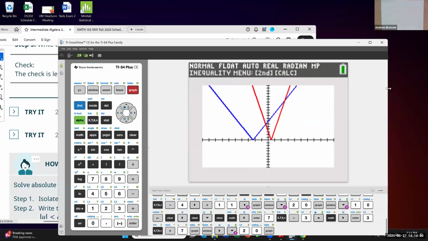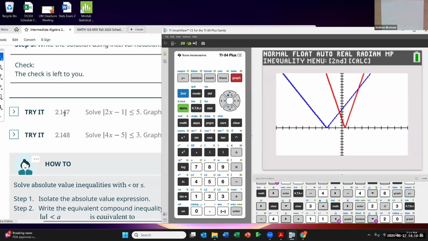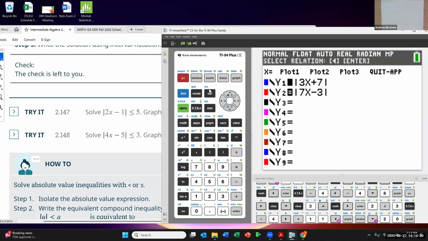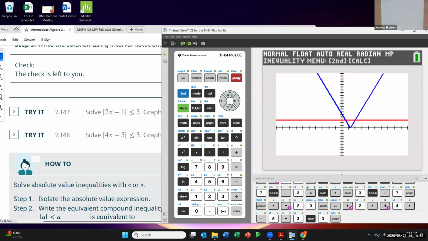Just so you can get an idea about what's actually going to be happening here, I want you to solve 147. I'm going to do 148. So in this case, I get 2x. Well, probably to solve your problem, that's the wrong one. 4x minus 5. And then down here, got 3. Got to clear that out, hit 3.